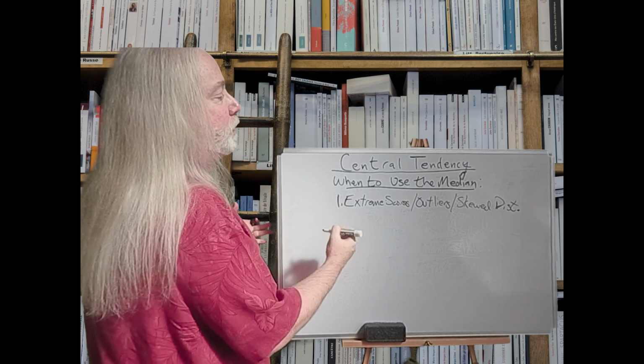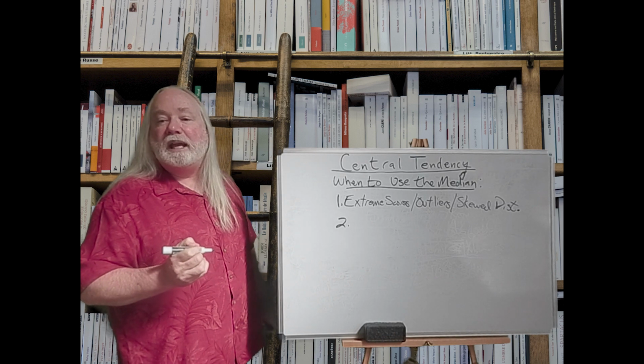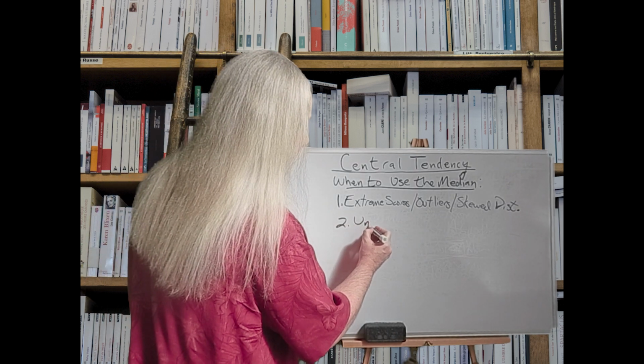Why else would we choose to use the median instead of the mean? We might choose to use the median if we have what are called undetermined values.